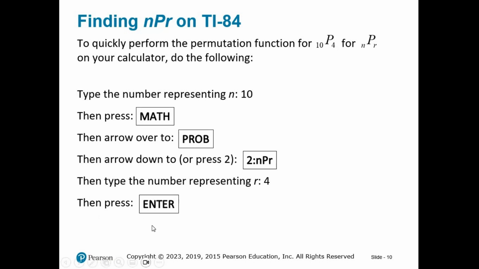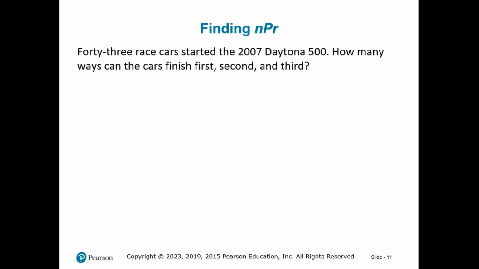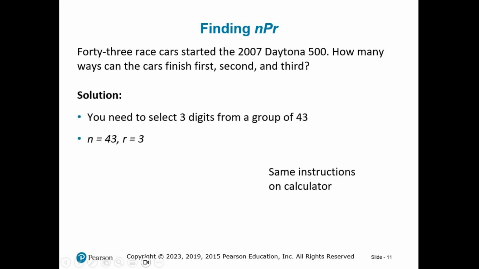Okay, here's another example. 43 race cars started the 2007 Daytona 500. How many ways can the cars finish first, second, and third? Pause the video and do this one on your own. Got it? Okay. So you need to select 3 cars from a group of 43. So n is 43 and r is 3.